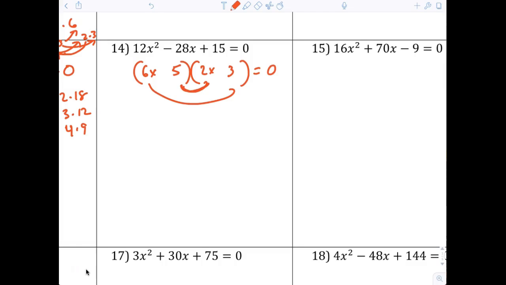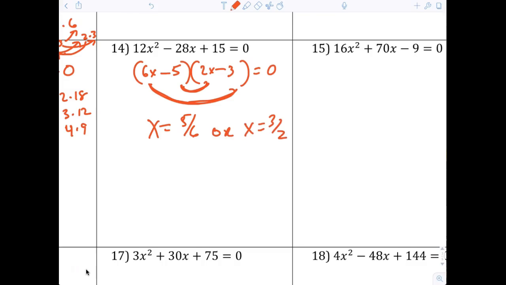Wow, what do you know? 10 and 18 makes 28 if they're both negative. Come on, that's not hard. Hubble, you with me on that now? All right, here we go. So x is equal to what? 5 over 6 or? X is 3 over 2.